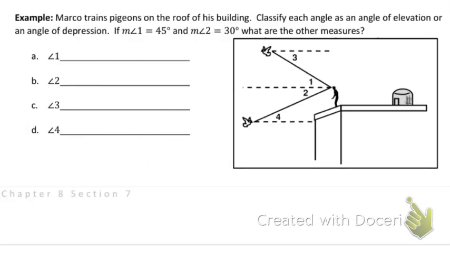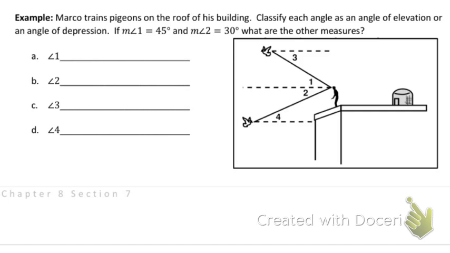All right, this example. So we have Marco, who trains pigeons on the roof of his building. Classify each angle as an angle of elevation or an angle of depression. Note, measure of angle 1 equals 45 degrees and measure of angle 2 equals 30 degrees. What are the other measures?